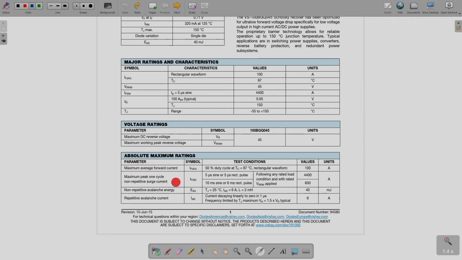Then this non-repetitive surge current, that also you can see if only 5 microsecond sine or 3 microsecond rectangular pulse is provided, this goes as high as 4400, whereas if this is 10 millisecond sine or 6 millisecond rectangular pulse is provided, so that comes down to 830 amperes. And then avalanche energy and repetitive avalanche current, that also is given here.